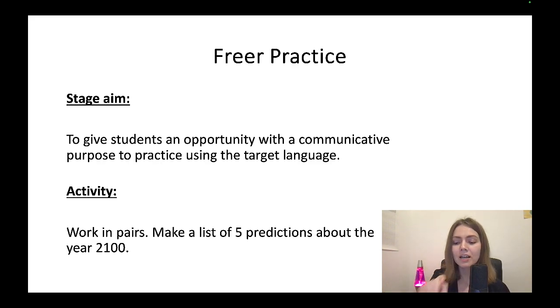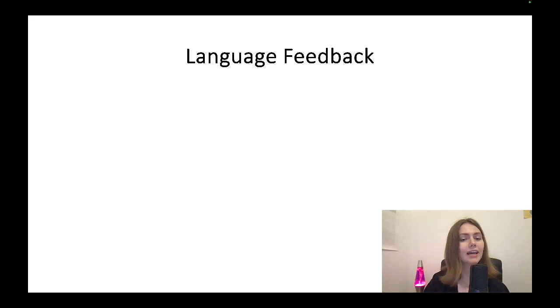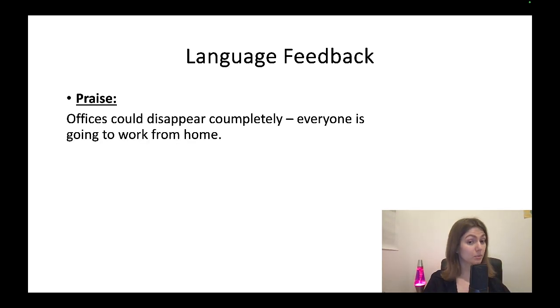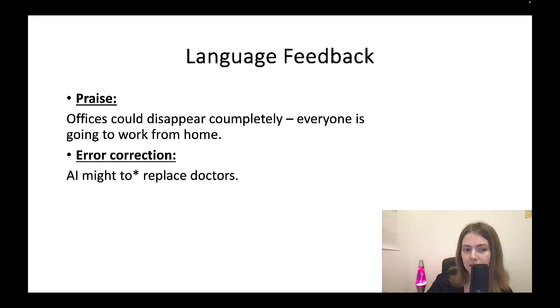So when the time comes, it's language feedback. There are 3 types of things that you can address here. You can praise them. So if they give you a great sentence like this one, offices could disappear completely, everyone's going to work from home. Great. Could was one of my target language elements. They used it in a sentence. Great. Perfect. Well done.